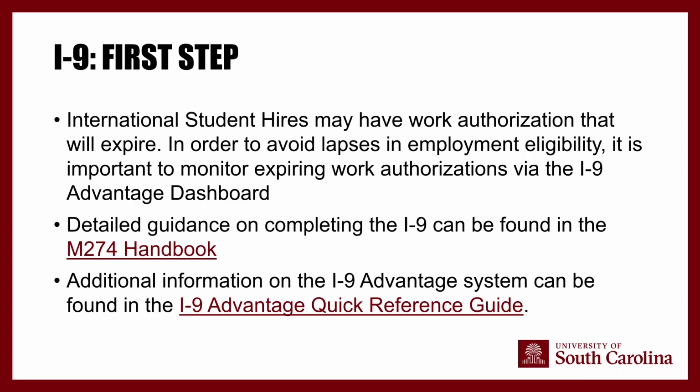Finally, it's crucial to monitor work authorizations. Use the dashboard to track any expiring authorizations. This proactive approach helps avoid lapses in employment eligibility. Be sure to check the dashboard regularly to stay on top of any upcoming expiration dates. For detailed guidance, refer to the M274 handbook, which outlines everything you need to know about completing the I-9 correctly. Visit the I-9 Advantage Quick Reference Guide for additional information.